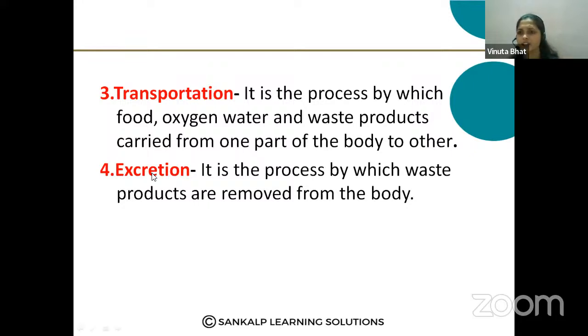Okay, then excretion. What do you mean by excretion? What do you mean by excretion? Anybody? Yes. So that is nothing but a removal of the waste products present in our body.